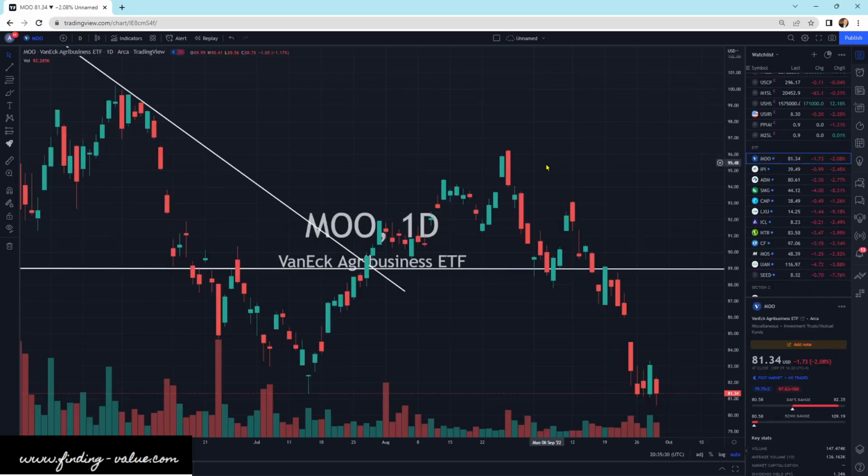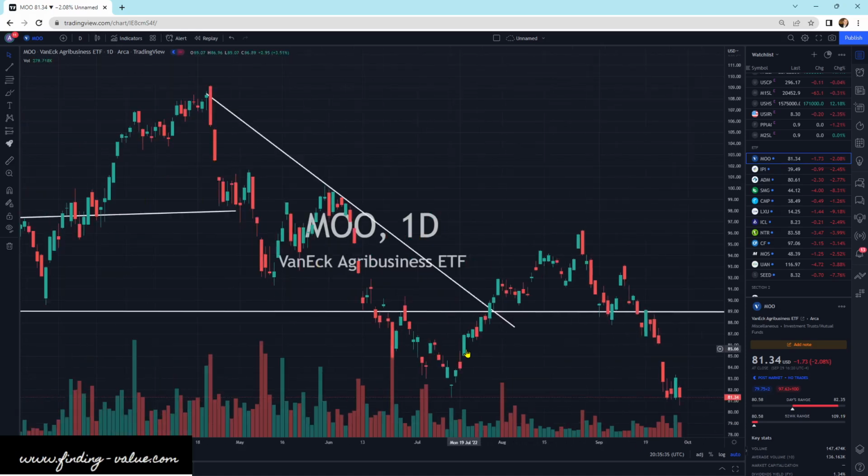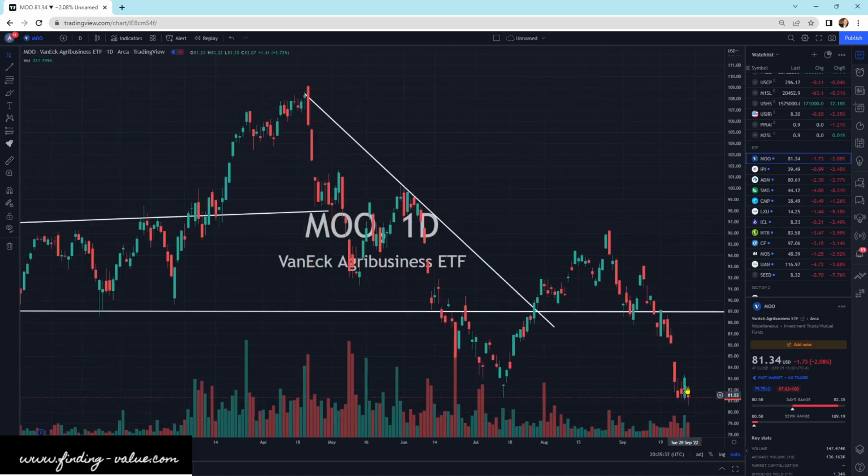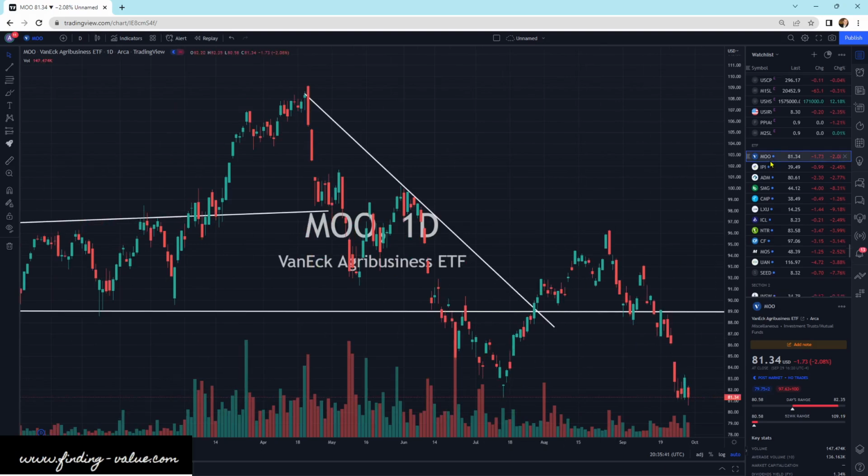MOO, which is our VanEck agribusiness ETF, just moving sideways, a little wick at the bottom. I still think it looks good. Hammer pattern with a bullish engulfing the day before. Hopefully we can get some buying pressure in here and reverse it higher.